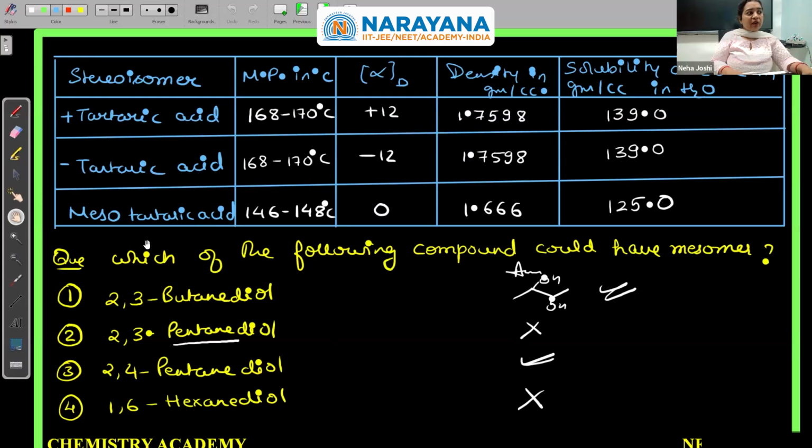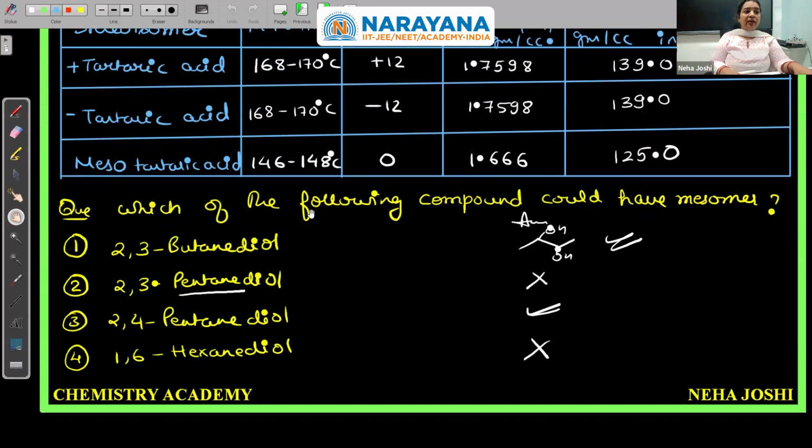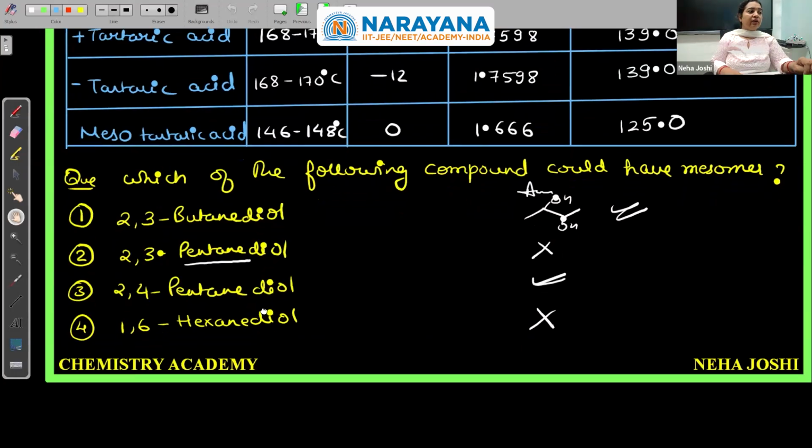So same melting point we have got. Mesotartaric acid has 146 to 148 degrees. Specific rotation is plus 12, minus 12, and 0. Density is 1.7598 for the enantiomeric pair, 1.66 for the meso. Solubility in water: the enantiomer has 139 grams per cc, whereas the mesomer has 125 grams per cc in water. Clear? Now, which of the following compounds could have a mesomer?